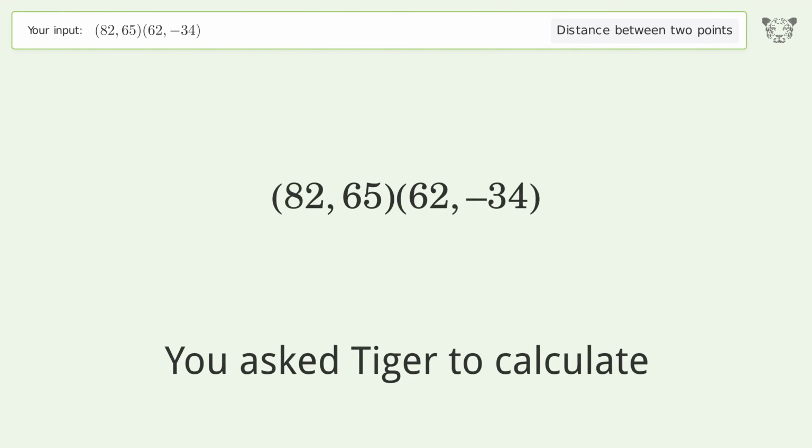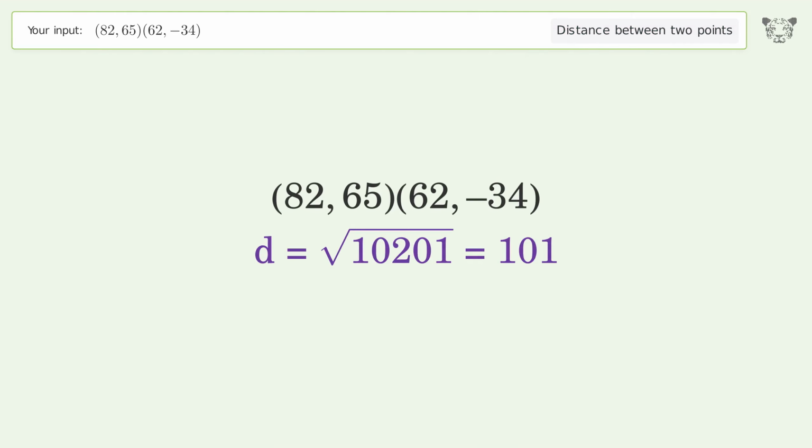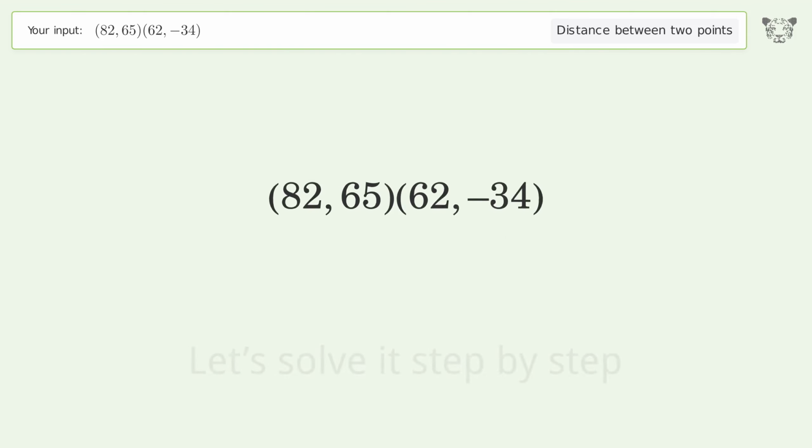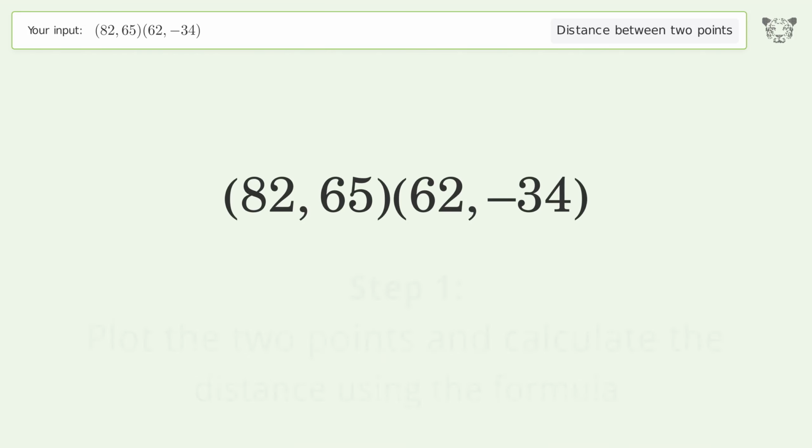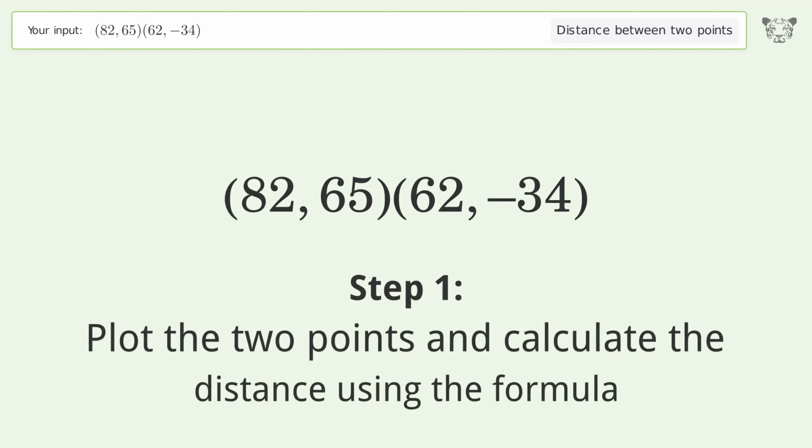You ask Tiger to calculate. This deals with the distance between 2 points. The distance between the 2 points is the square root of 10,201, or 101. Let's solve it step by step. Plot the 2 points and calculate the distance using the formula.